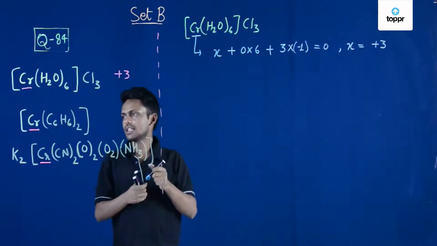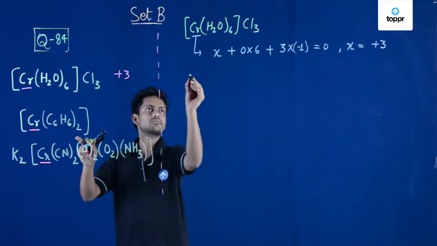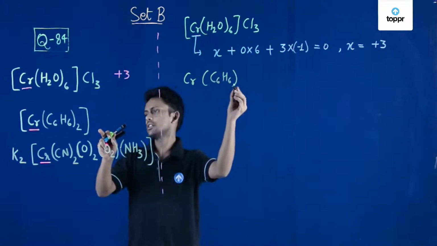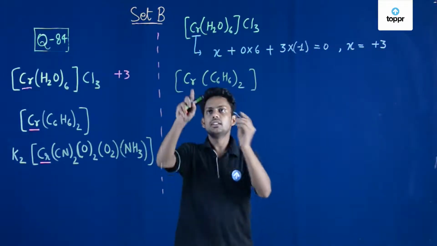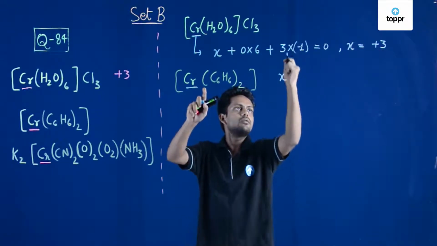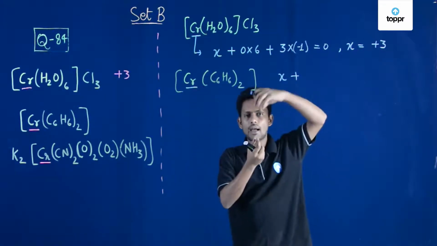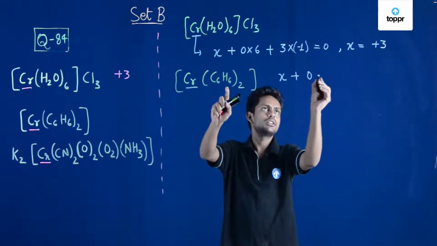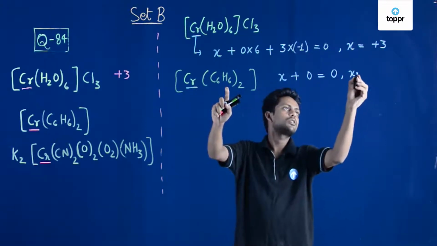Now let's go to the second complex that we have. The second complex is chromium C6H6 twice. So here it is very simple because we know that for this, let's say X is the oxidation state, and for C6H6, chromium is coordinated through the pi electron density, and this ligand contributes actually 0, nothing. So it will be 0, and again it is a neutral complex, so it should equate to 0, so X is equal to 0 in this case.